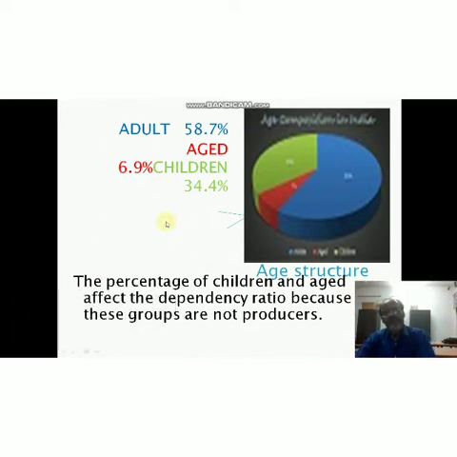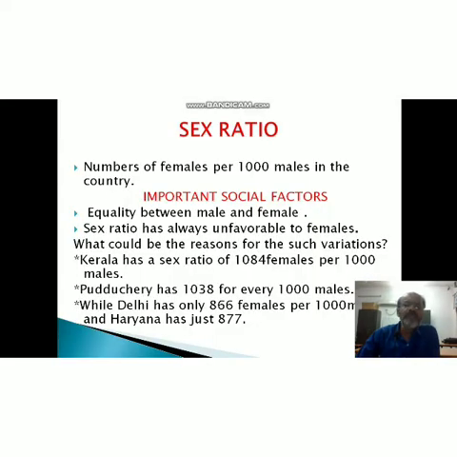The percentage of children and aged affects the dependency ratio because these groups are not producers. They are dependent on the working population, children and aged people. They are dependent because they are not the producers.